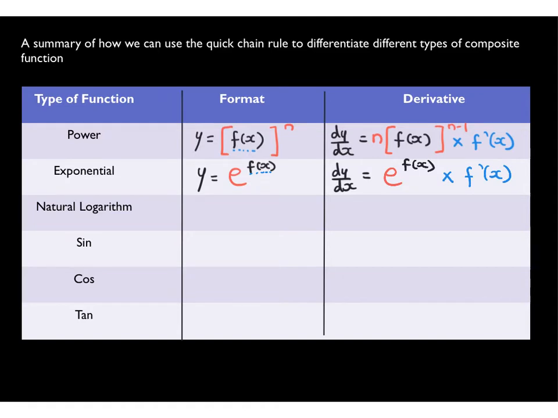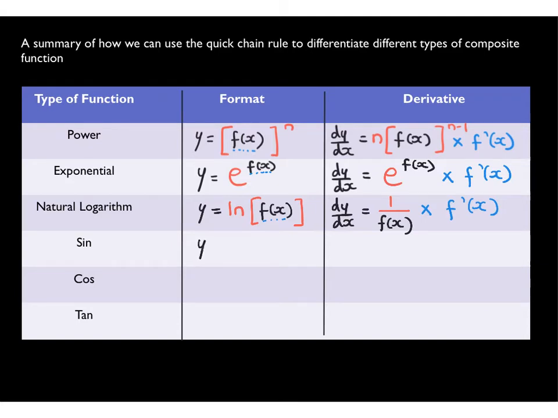What about a natural logarithm type function? This is where we have y equals ln of some inner function. There's our composite. Now we know ln functions differentiate to 1 over, so this will differentiate to 1 over f of x, like so, but we then again need to multiply by the derivative of the inner function, so multiply by f dash x as per the chain rule.